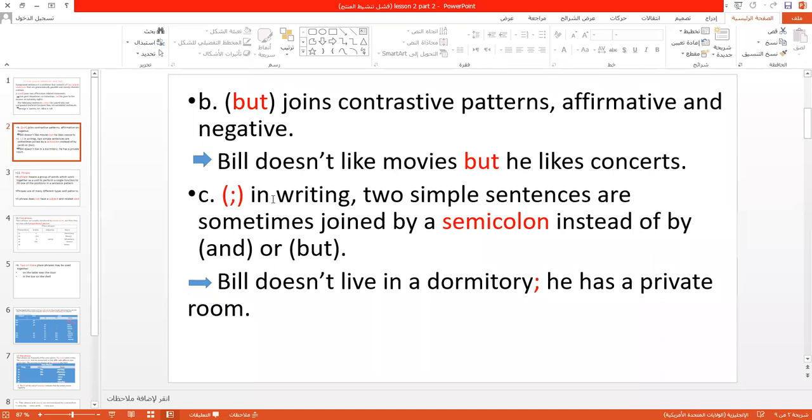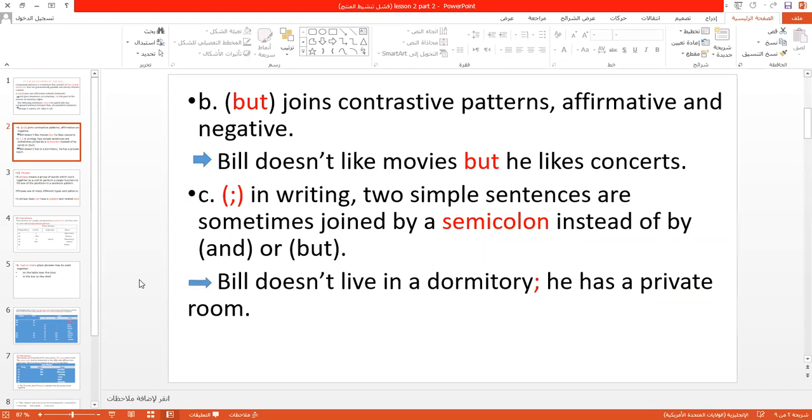Also in writing, two simple sentences are sometimes joined by a semicolon, instead of "and". Look: Bill doesn't live in a dormitory, and we said dormitory, semicolon, he has a private room. Good. So look, the two sentences are in the present simple: here "doesn't live", here "has". And the two simple sentences are closely related in context. Why? Because both of them talk about Bill.